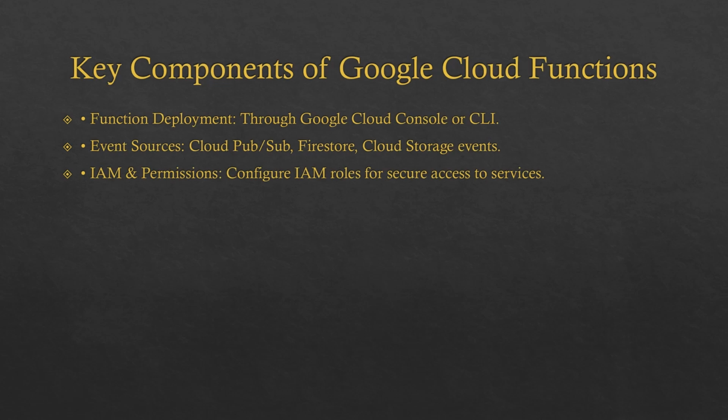Google Cloud Functions are built around function deployments that can be managed through the Cloud Console or CLI. Event sources like Cloud Pub/Sub, Firestore, or Cloud Storage can trigger these functions. Additionally, IAM and permissions help ensure that only authorized users and services can invoke these functions.